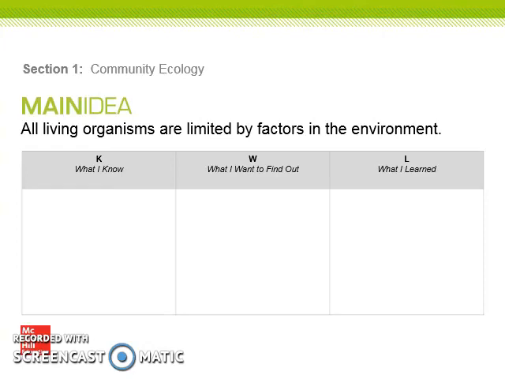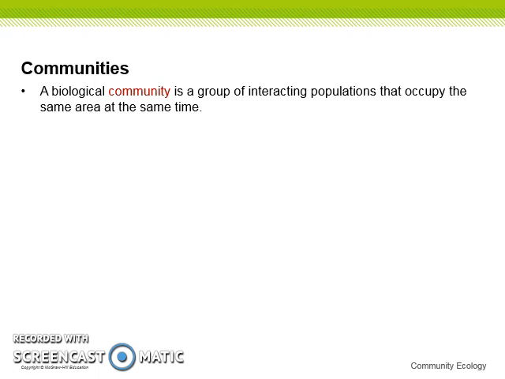We are in Section 1, Community Ecology. Make sure in your book you are highlighting, putting a star in the side of the book, or underlining, or in a different color, writing the title of the slides. Communities. A biological community is a group of interacting populations that occupy the same area at the same time.